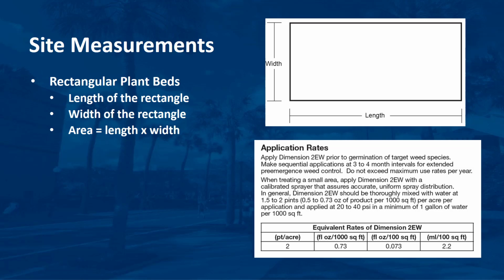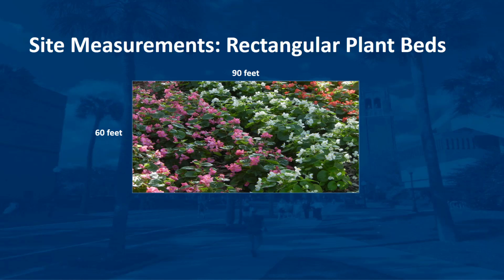Most landscape product labels will provide rates based on square footage, such as the amount of product to apply per 1,000 square feet. Most manufacturers will also list on their product labels or provide a conversion table with rates provided per acre. Let's try an example.